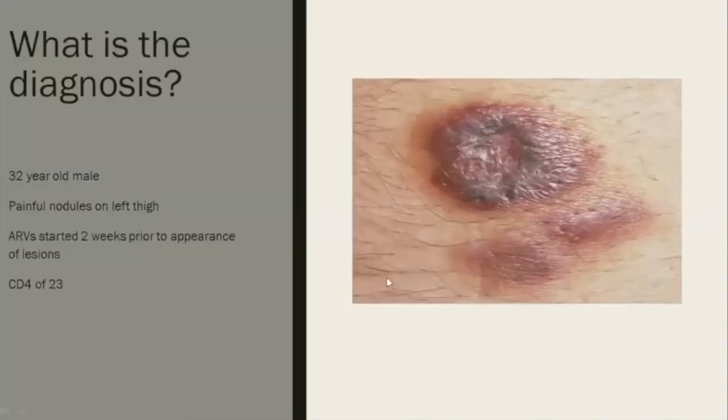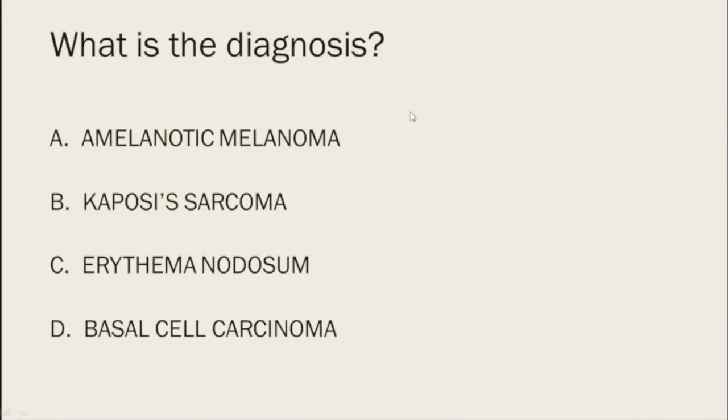Okay, so this is the last. We have a 32-year-old male, with painful nodules on the left thigh. ARVs were started 2 weeks prior to appearance of lesions. And then the CD4 is 23. So the choices are amelanotic melanoma, Kaposi sarcoma, erythema nodosum, or basal cell carcinoma. Okay, so the answer is Kaposi sarcoma.